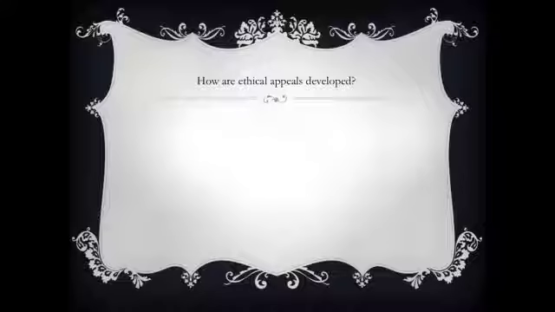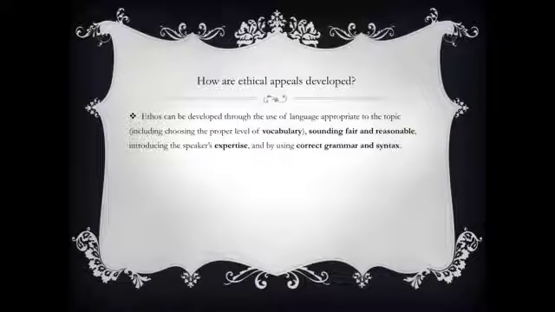So how are ethical appeals developed within an argument? Well, ethos can be developed through the use of language that's appropriate to the topic. So perhaps choosing the proper level of vocabulary makes you sound like an authority figure or someone who knows what they're talking about. Sounding fair and reasonable is important too. Someone fair and reasonable is usually credible, usually trustworthy, and that's the point of ethos. Introducing the speaker's expertise as well makes them an authority figure, and then too by using correct grammar and syntax. Obviously not using correct grammar and syntax takes away from your credibility, and that's what ethos is all about.